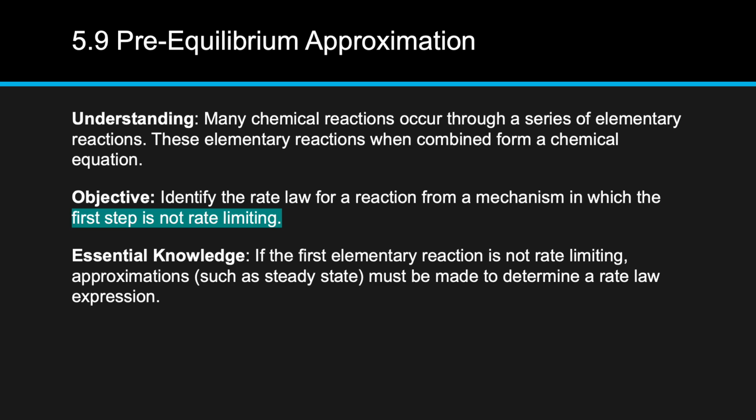The challenge is that the slow step rate law may contain an intermediate, which cannot appear in the final experimental rate law. So in these situations, we use an approximation like the pre-equilibrium approximation to rewrite the intermediate concentration in terms of the original reactants and products, which produce a valid overall rate law.